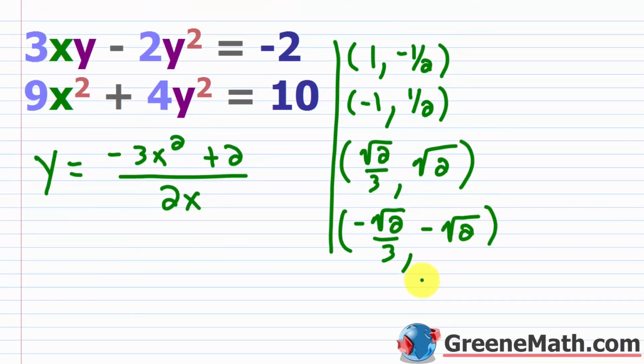Again, I've already checked this. When you're working these, you've got to make sure you check them. I know it's really, really tedious. It takes a lot of work to check them. But you could report a wrong answer if you don't. So here we get 1 comma -1/2, -1 comma 1/2, square root of 2 over 3 comma square root of 2, and then negative square root of 2 over 3 comma negative square root of 2.